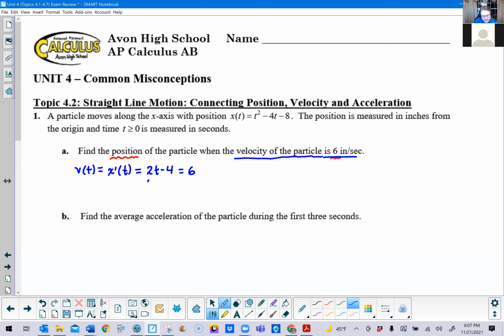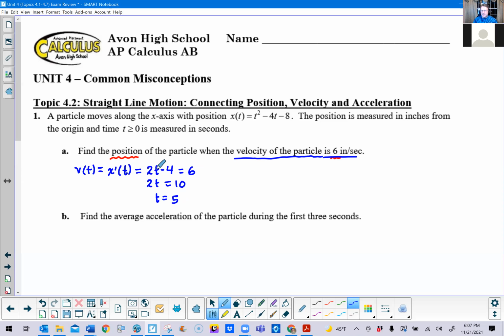And we can solve the mathematics, right? We can solve this and get t equals 5. And that is the number that we want to use. Another slightly common misconception is that a student will be way too much in a hurry and they'll plug that 5 into this velocity expression.